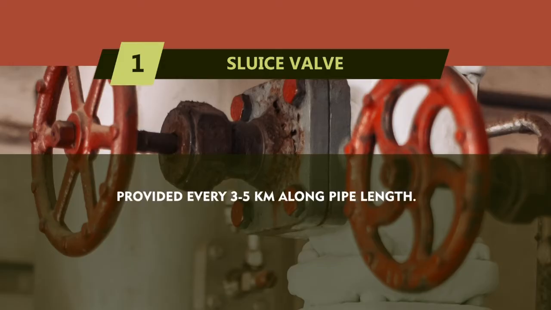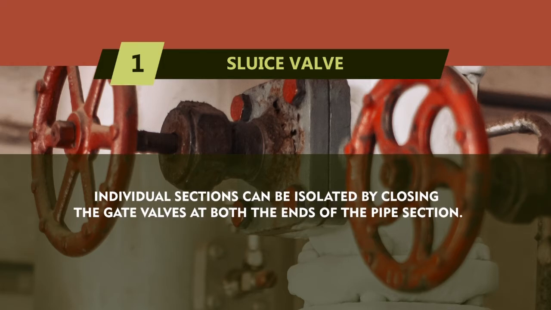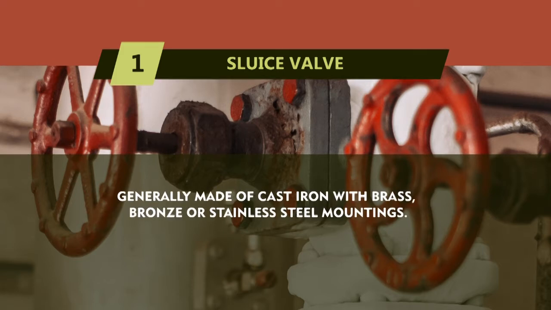In general, gate valves or sluice valves are provided every 3 to 5 kilometers along the pipeline. The individual sections can be isolated by closing the gate valve, as mentioned earlier, on both sides of the pipe section, and then the pipe can be drained. Generally, the sluice valves or the gate valves are made of cast iron and the mountings in such a valve are made up of brass, bronze or stainless steel.